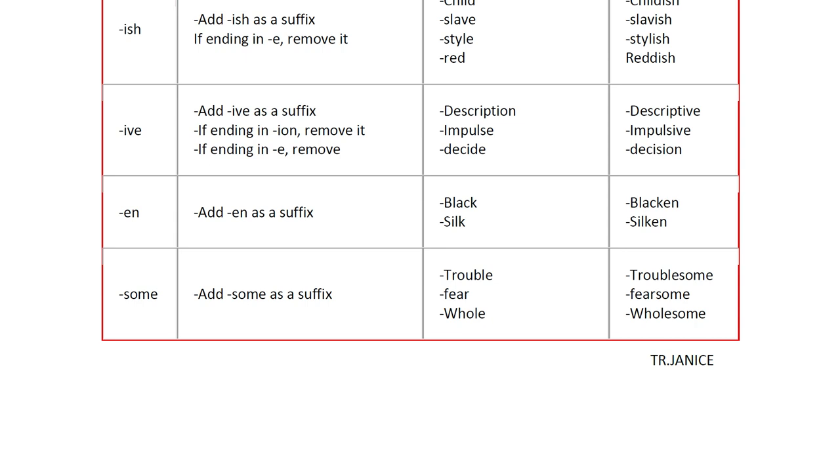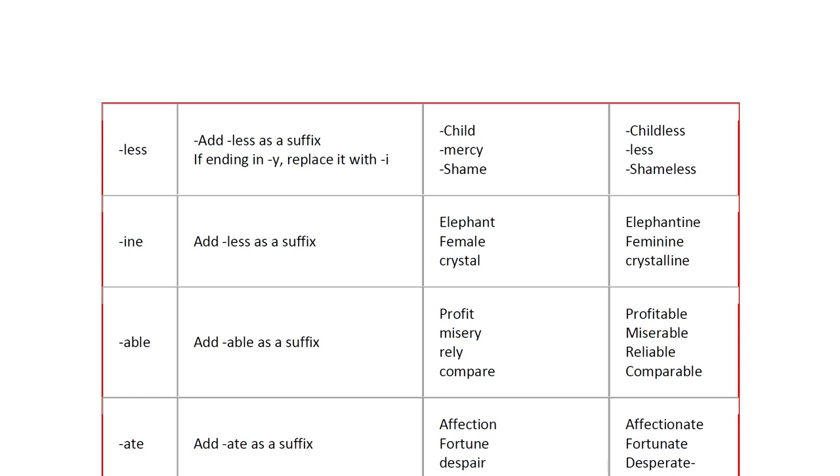Go to the next one, some, adding some as a suffix. Trouble, troublesome, fear, fearsome, whole, wholesome. Here also you are not making any changes. You are just adding the word some to the whole word. Okay, you're not doing anything else.